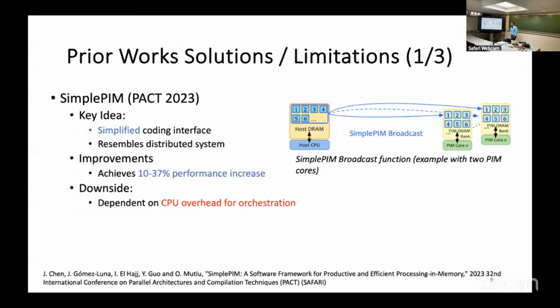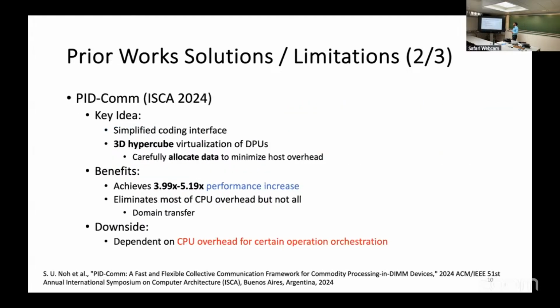So for the prior works that try to solve this problem, one of them is SimplePIM from PACT 2023, done by our own SAFARI lab, actually. The key idea here was a simplified coding interface that also resembles distributed systems a little bit. It improved the performance of PIM by 10 to 37%. But the downside here, of course, is, again, CPU overhead, which will be a recurring theme soon. Another prior work was PID-Comm from ISCA 2024. Also, again, simplifying the coding interface, it used a cool 3D hypercube virtualization of DPUs. In other words, it basically just brought memory to the correct locations before computation would be done, to minimize CPU host orchestration.